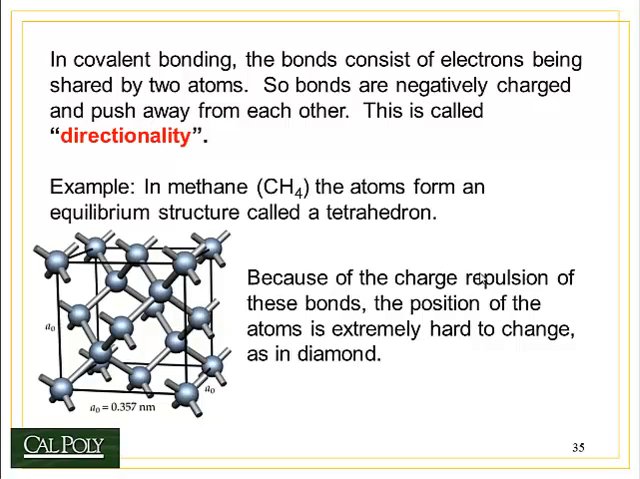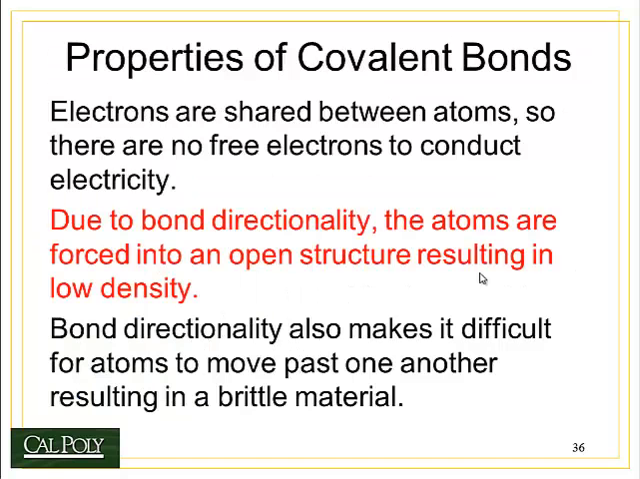First of all, because of the bond directionality, the positions of the atoms are extremely hard to change. A good example of this is diamond. Because it's hard to change the position of the atoms, the material will have very low ductility. It will be very brittle. So materials with covalent bonds, a lot of ceramics and diamond as examples, tend to be very brittle.